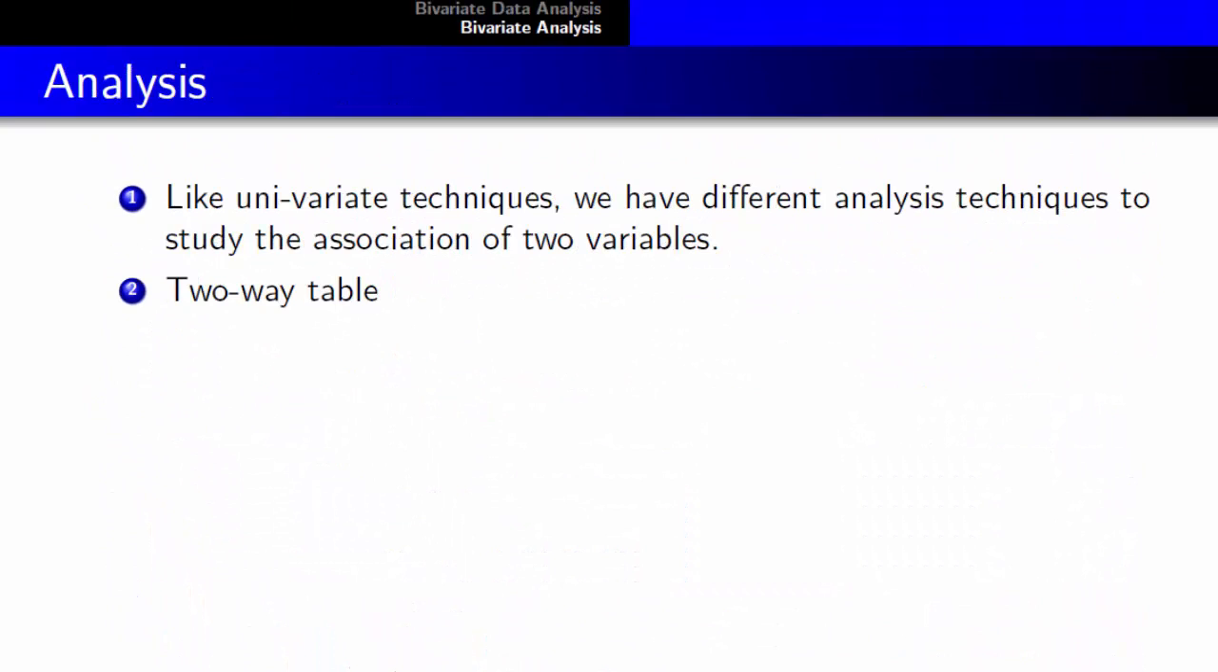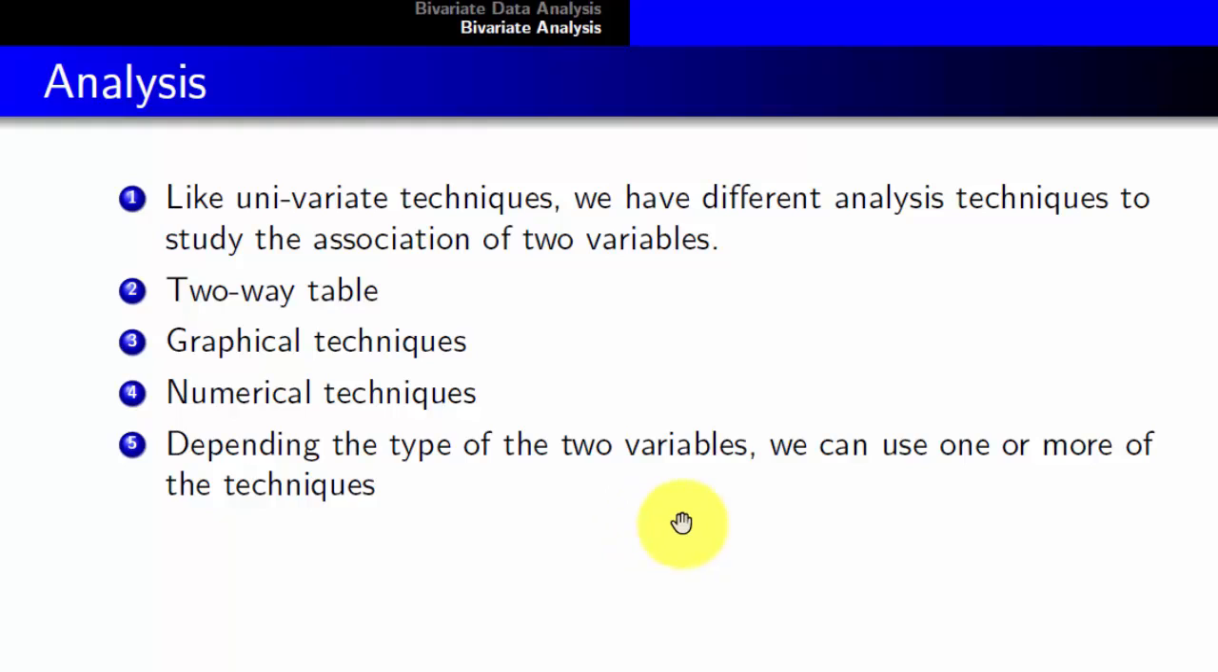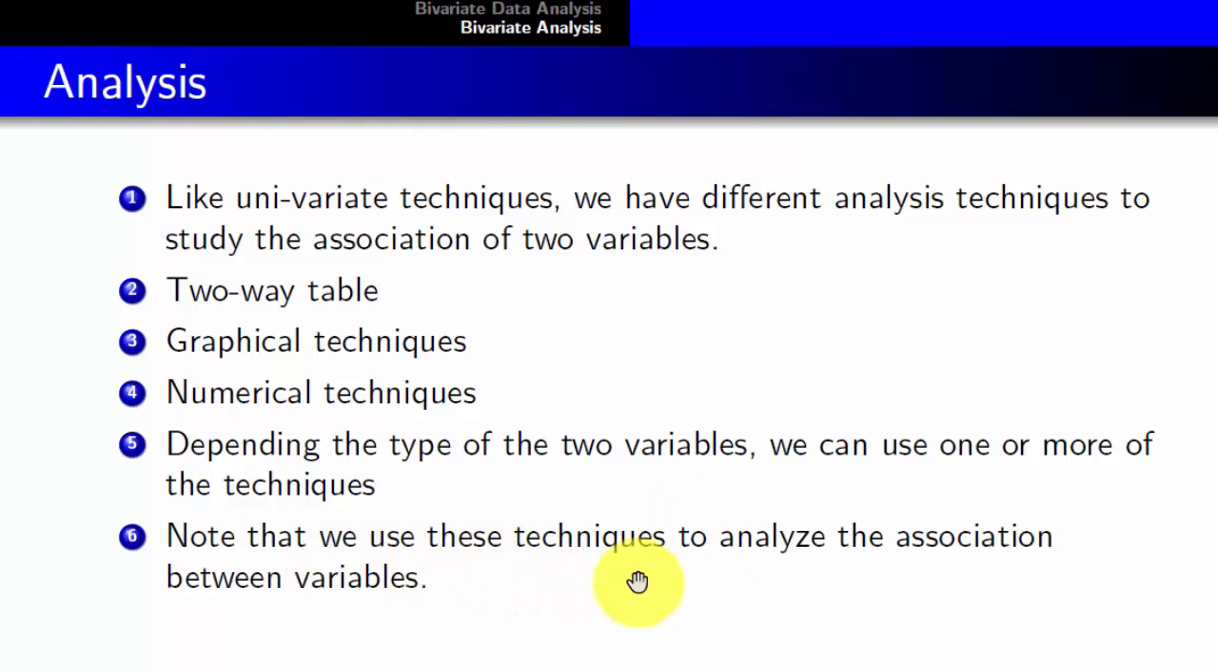In bivariate analysis, like univariate analysis, we have different techniques to study the association between two given variables, starting with two-way tables, graphical techniques, and numerical techniques. These are identical to the techniques that we had for univariate analysis. We had frequency table, graphical techniques, and numerical techniques. Now in bivariate analysis, we have two-way table, different graphical techniques, and different numerical techniques. Depending on the type of two variables, we can use one or more of these techniques. Note that these techniques are used to analyze the association between two variables.